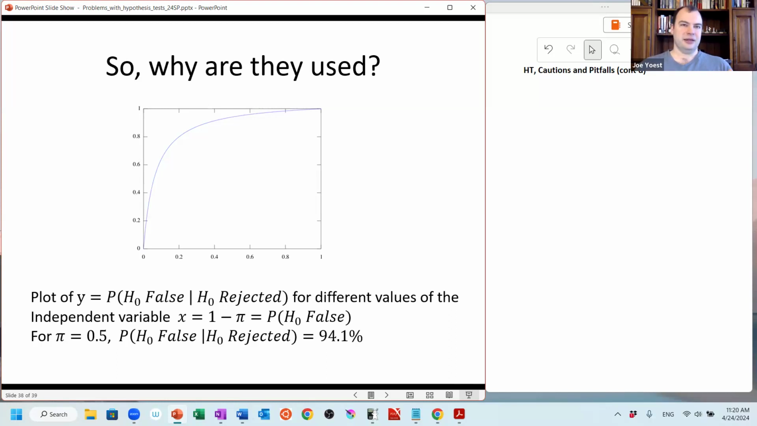On the other hand, if I think that the two hypotheses are about equally likely, or even that H naught is unlikely and H1 is likely from the Bayesian perspective, then if the frequentist generates a rejection, that's quite convincing. That's quite strong evidence, even in the Bayesian sense.